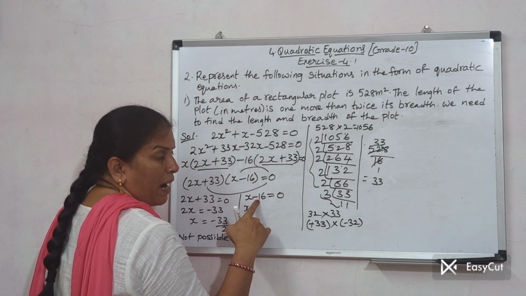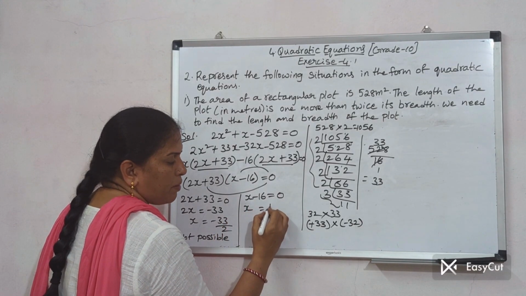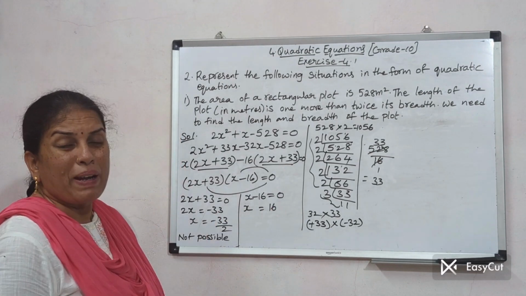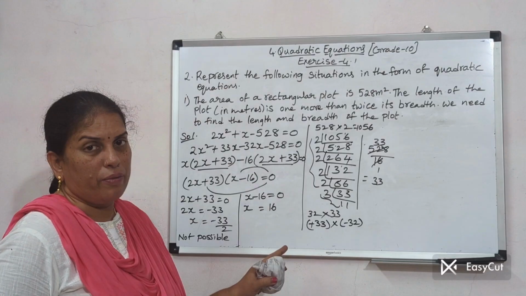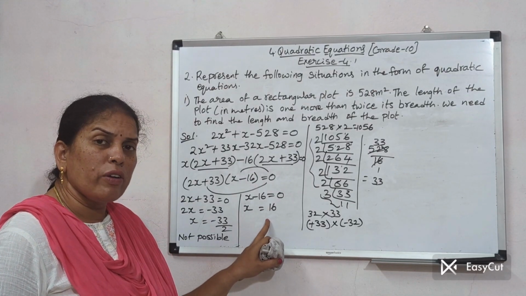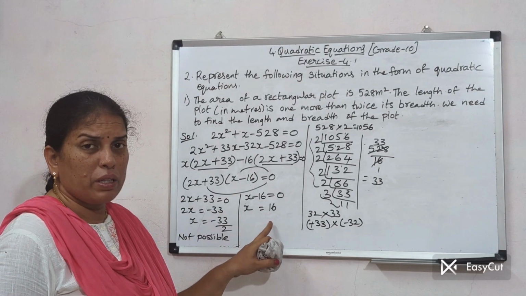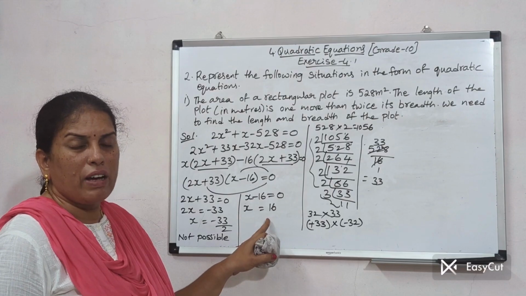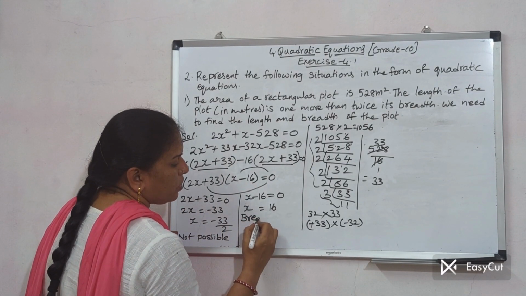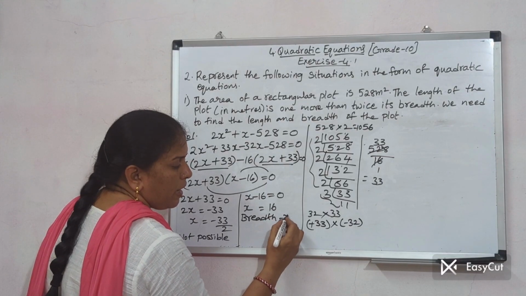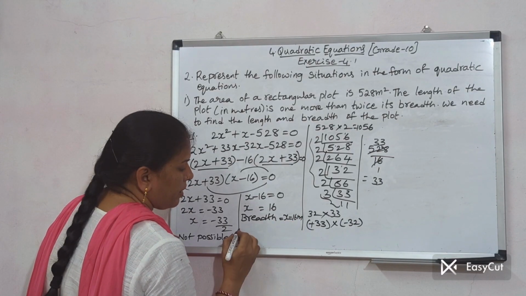x equals minus 16, if it goes to that side it becomes plus 16. 0 plus 16, so no need to write 0. Okay? x is equal to 16. Is this a positive number or negative number? Positive number. So it is the correct value. x means what now? Breadth. Breadth is equal to, we thought as x now? x is equal to 16 meters.